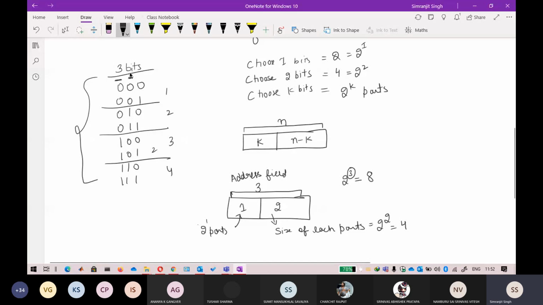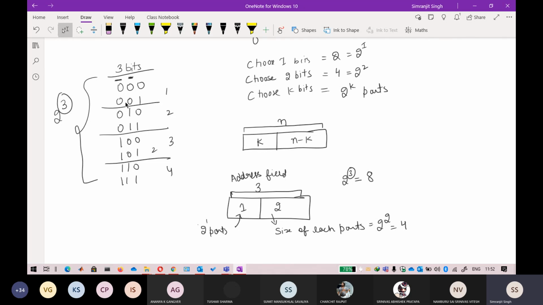Now I have taken this example. So this is your address space. It is actually a 2 raised to power 3 address space. So 3 bits are represented in this particular address field. It means it contains a total of 8 combinations.